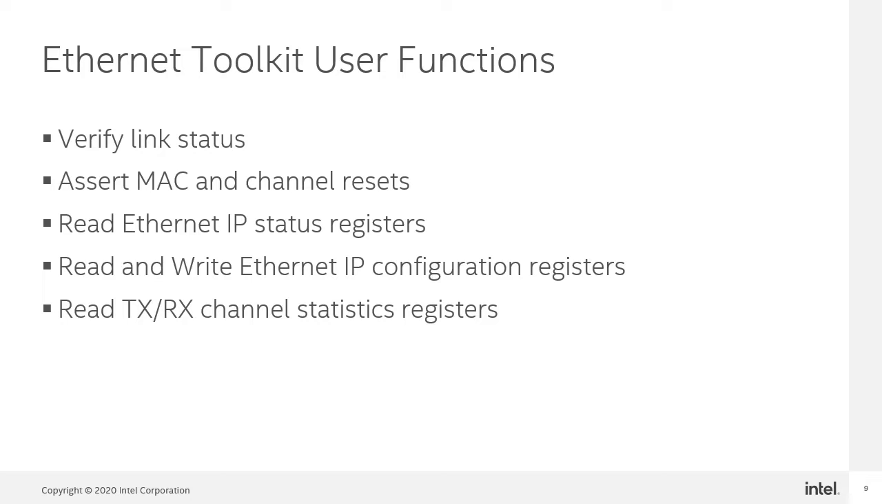So what can you do with it? Using the Ethernet Toolkit, you can do things like verify the current status of the link, reset the entire IP or select layers of the IP, read select IP status registers, read and write to the IP configuration registers, and read the statistics registers.